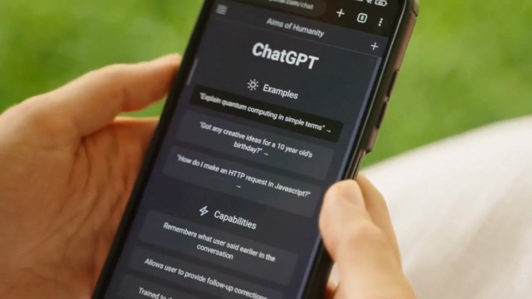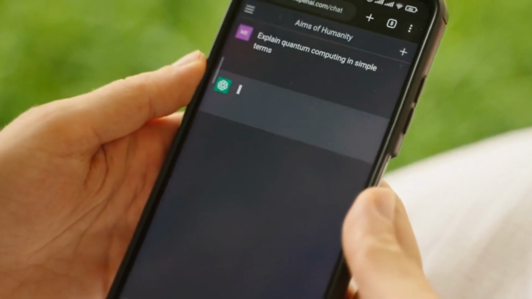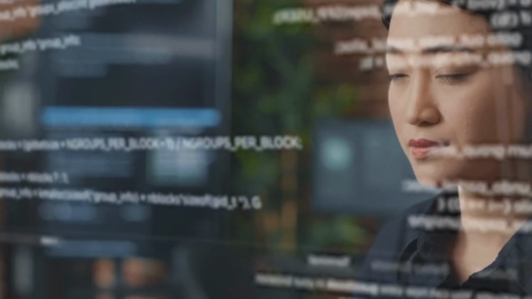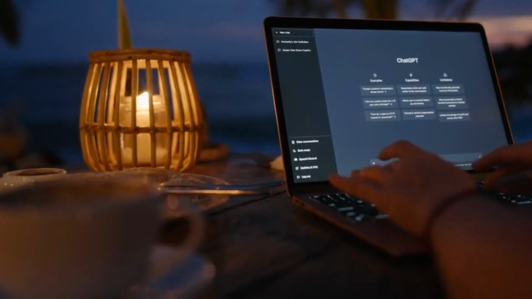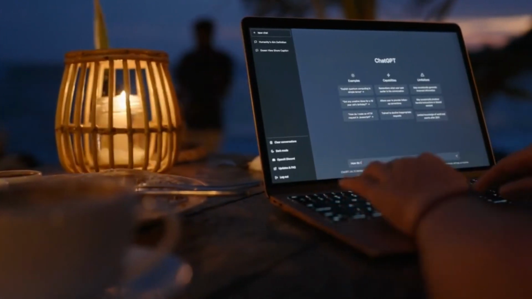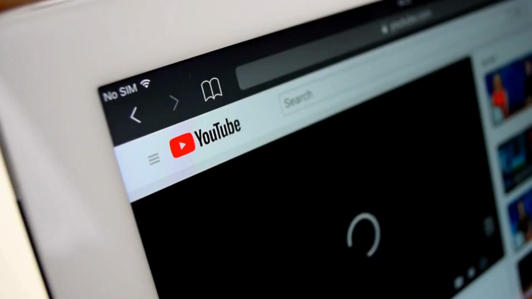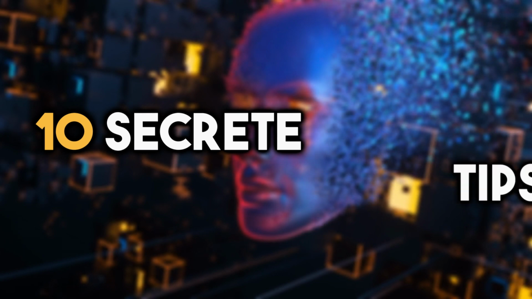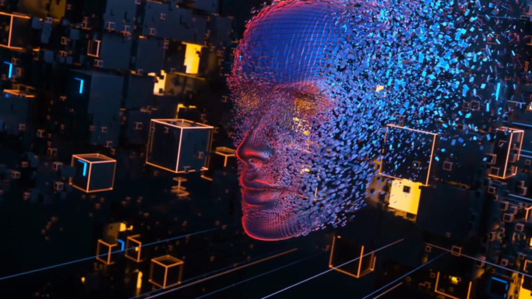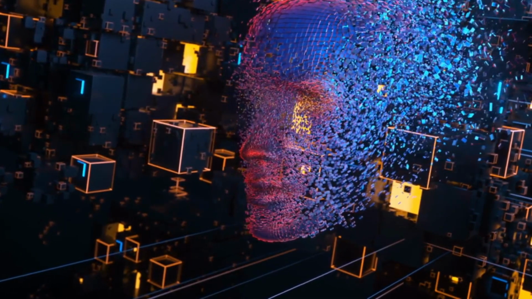ChatGPT, the powerful conversational AI model developed by OpenAI, has transformed the way we interact with artificial intelligence. But are you making the most out of ChatGPT's capabilities? In this video, we unveil 10 secret tips and tricks that will help you leverage ChatGPT to its fullest potential.